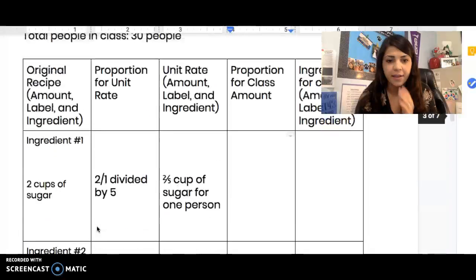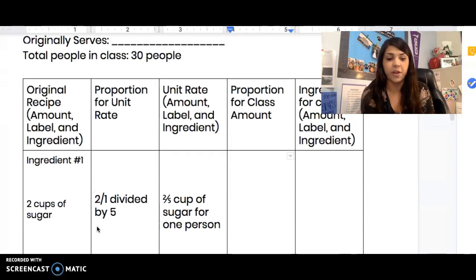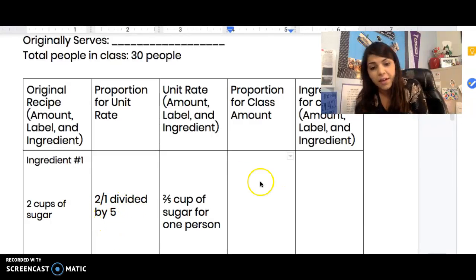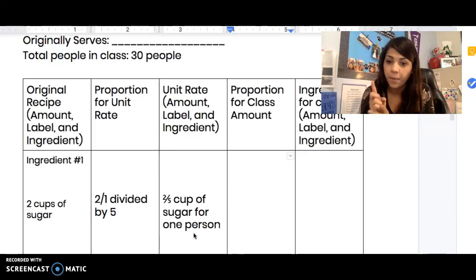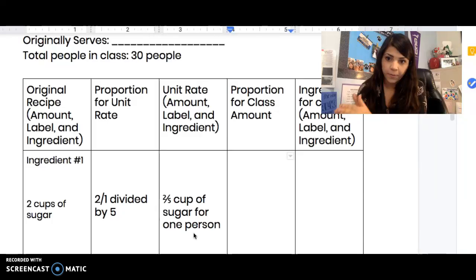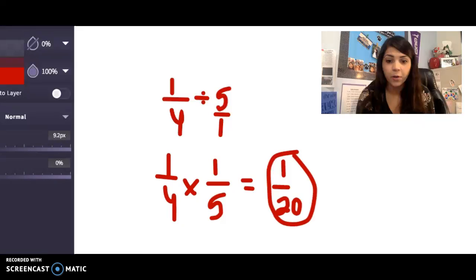On the packet that I gave you, I showed you this example yesterday. My original recipe that serves 5 people says it takes 2 cups of sugar to make cookies. To find the proportional unit rate, I divided 2 by 5. I end up getting the fraction 2/5 of a cup of sugar per person. So that means if I were to make 1 cookie for 1 person, I'd have 2/5 cup of sugar for that 1 person.